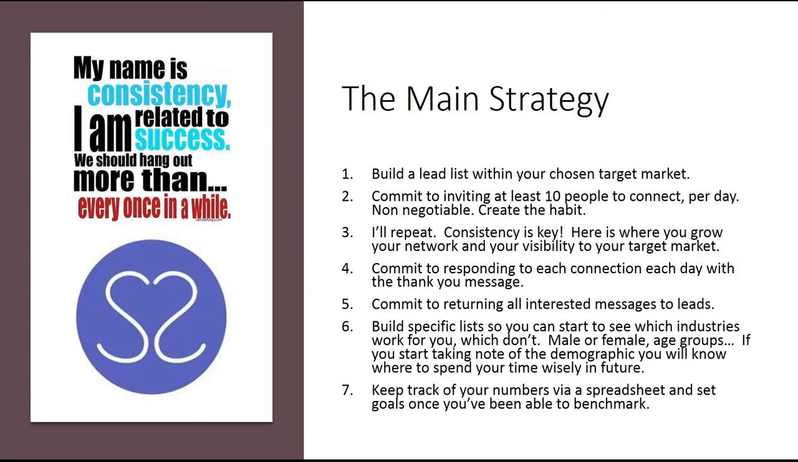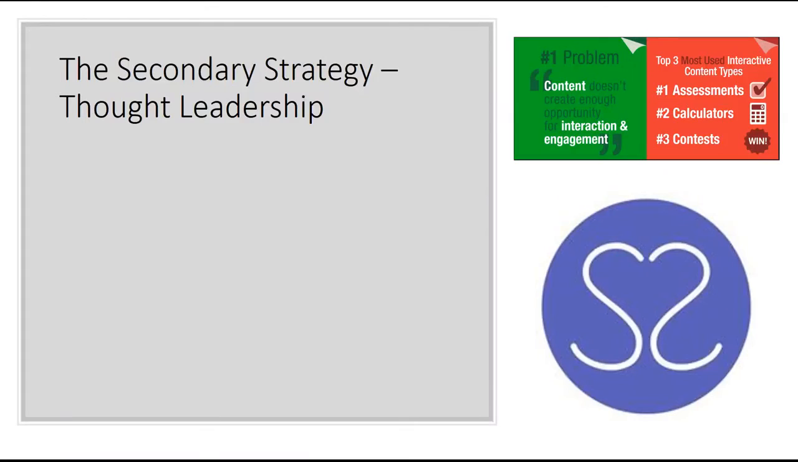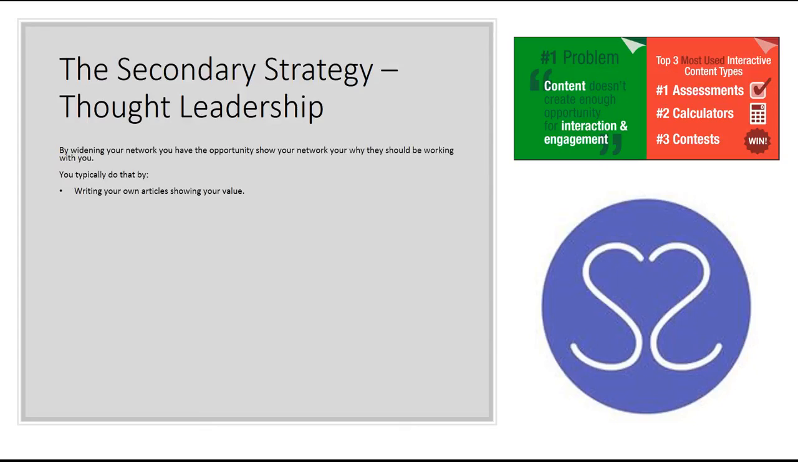Then there is a secondary strategy to that part. And this is very, very important. The secondary strategy is, by widening your network, you now have the opportunity to network your why. So it's about letting people know why they should work with you. Why should they connect with you? And why should they work with you? So it's about content. We're going to be talking about content. And how we're going to do that is you're going to write your own articles to show your value.